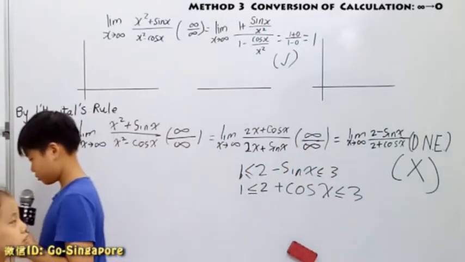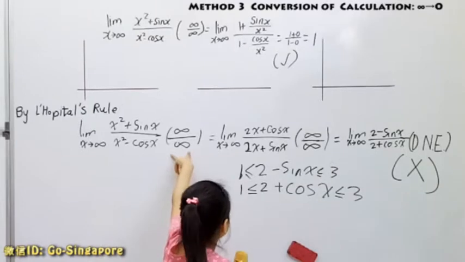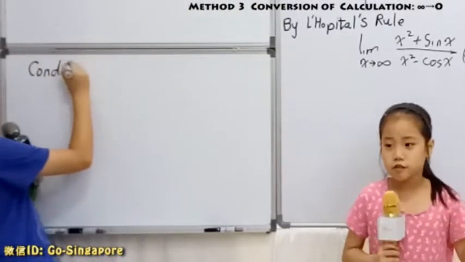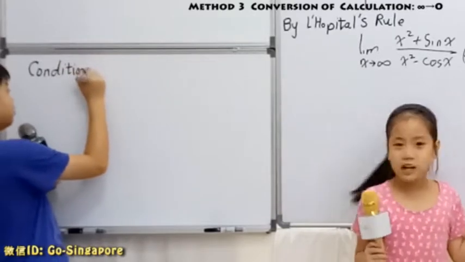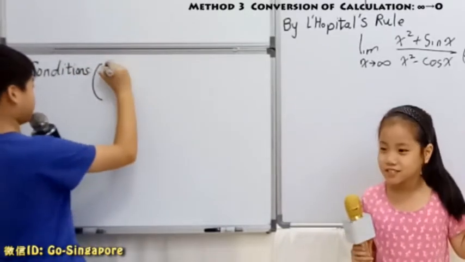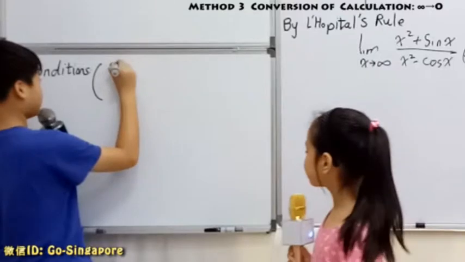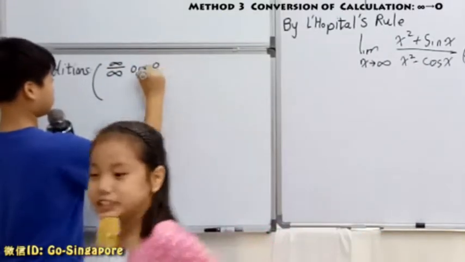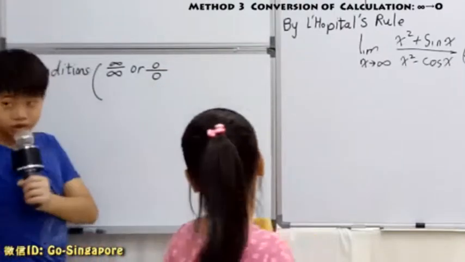Well, we have the conditions: infinity over infinity, continuous, and differentiable. Now what's the problem that is wrong? So let me write these conditions out. It must be infinity over infinity or 0 over 0. What is the other condition?